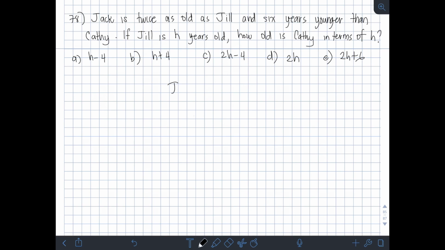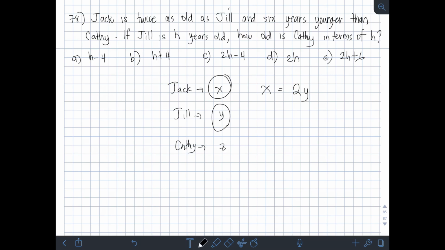Okay, so meron tayong 3 persons involved, si Jack, si Jill, and si Kathy. So, let's say, pangalanan natin in terms of variable yung mga age nila. So, si Jack X, si Jill Y, si Kathy Z. So, sabi, Jack is twice as old as Jill. So, therefore, yung age daw ni Jack na X is twice as old sa age ni Jill na nirepresent natin na Y. So, 2Y, right?